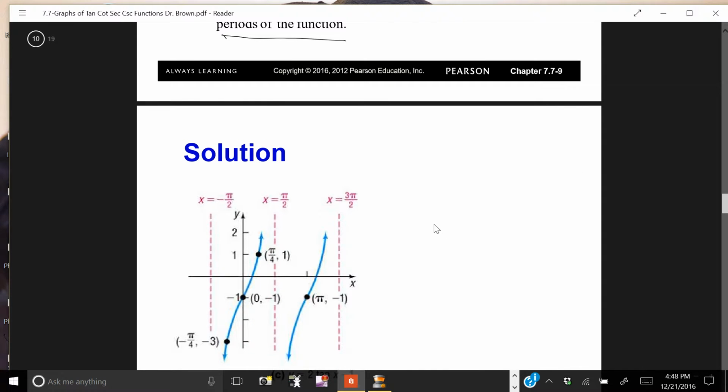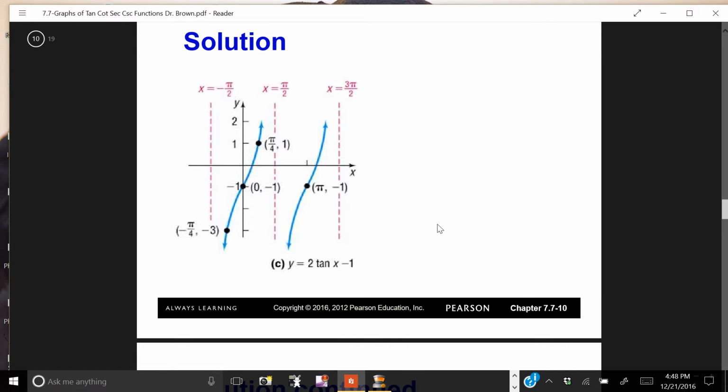So let's look at a fairly simple one to start off with. We'll bring up the calculator.